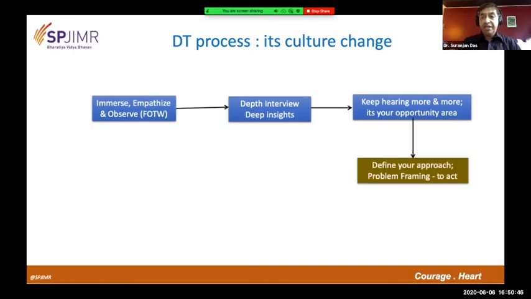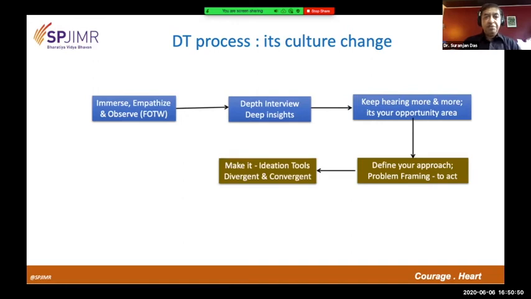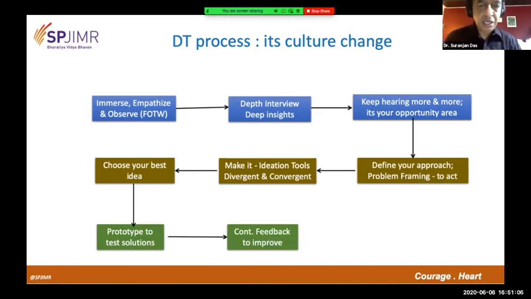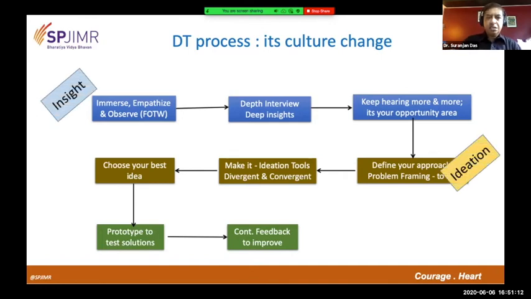Then you define the approach and we decide what we are going to do. We do ideation, we make the product or the service, or we make prototypes on how we make it, and so on and so forth. A lot of brainstorming happens, sharing, etc. Then we choose our best idea. And from there, we make a prototype of the solutions, and then we do continuous feedback to improve the solutions. The blue lines on top, that's the inciting phase. The brown ones in the center, that's broadly the ideation.